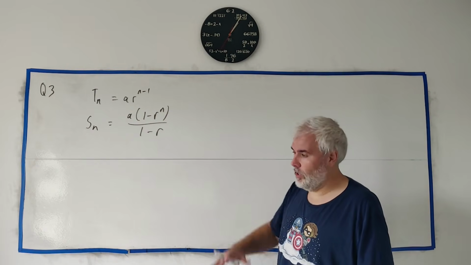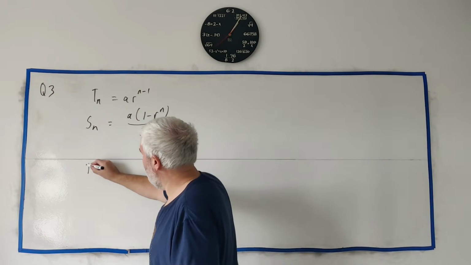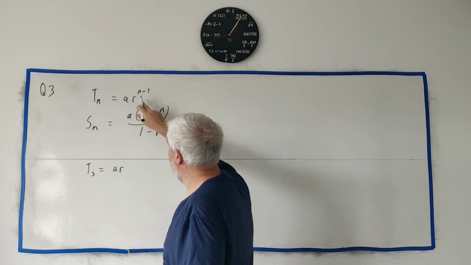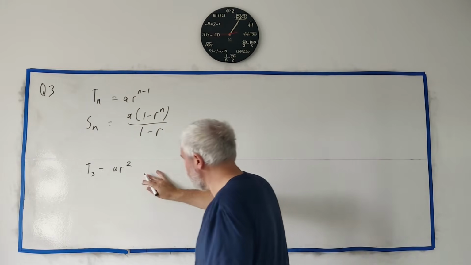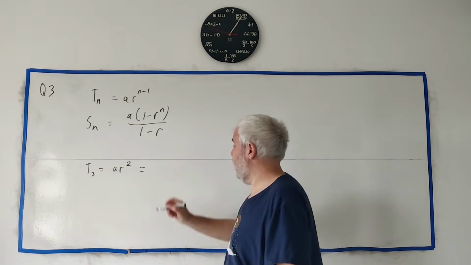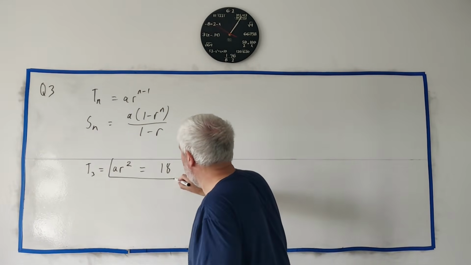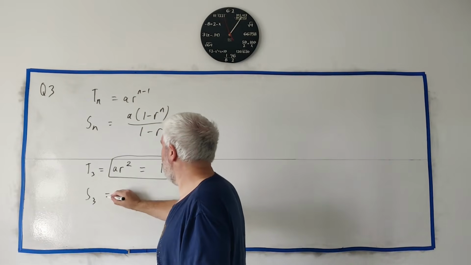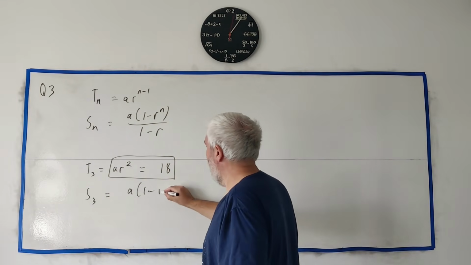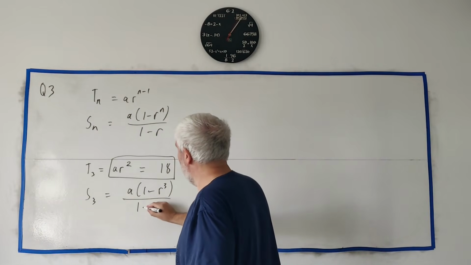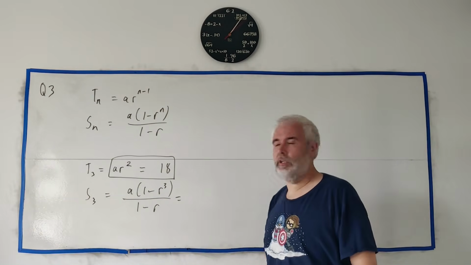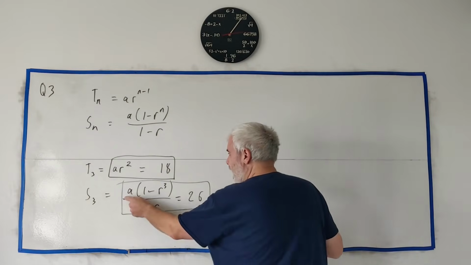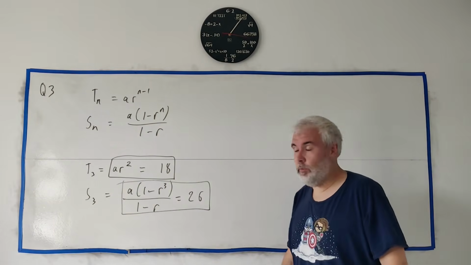So what I would have done, and what I tried to do, is I put down the third term, T3, equal to a times r to the power of 3 minus 1, which is r squared, and we know that's equal to 18. I use this as one of my clues. My next clue is S3. S3 is equal to a times 1 minus r to the power of 3 divided by 1 minus r, and I know that's equal to 26. This is two equations with two unknowns, a and r. So in theory we should be able to solve that.